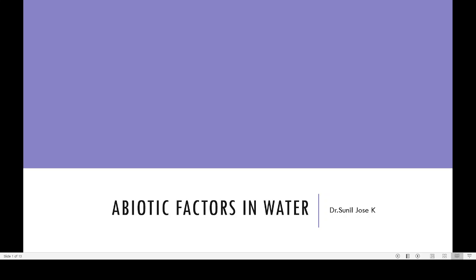As far as abiotic factors are concerned, abiotic means non-living. In last class we were discussing biotic factors, living factors which are influencing the development of fish in a pond. And today we will be focusing on non-living factors. Non-living factors are also known by the name abiotic factors.